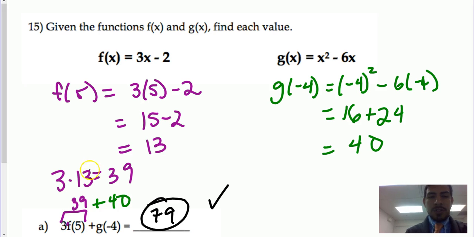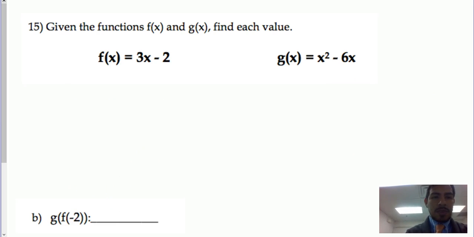These numbers are inputs for the function. If there's a number on the outside, take care of that number after you get the output. Let's try part B. Okay, g of f of negative 2. I start inside, so start inside and work your way out.